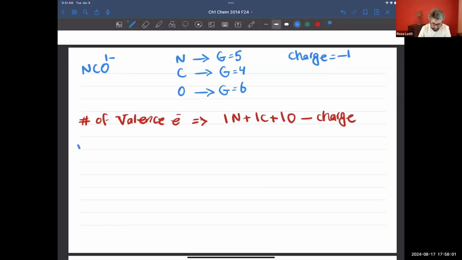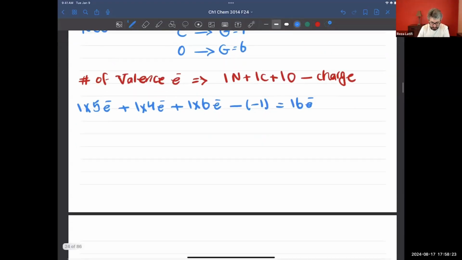So I go 1 multiplied by 5 electrons for nitrogen, plus 1 by 4 for carbon, plus 1 multiplied by 6 for oxygen, minus the charge. And the charge is -1, so minus of -1. And that's going to give us 10 plus 6. It will be 16 electrons.